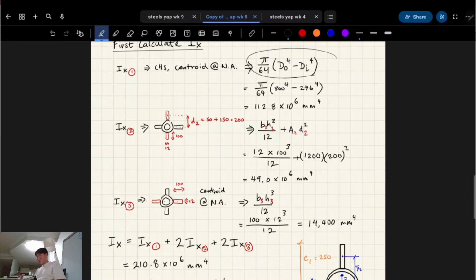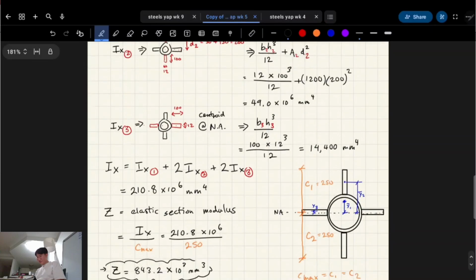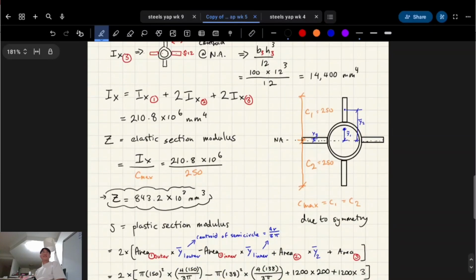So you have to use the formulas with pi and the parallel axis theorem shifting. Oh my goodness. This is why it's an assignment, right?